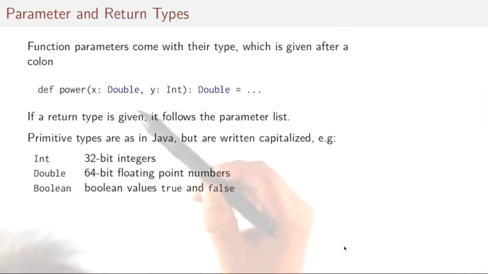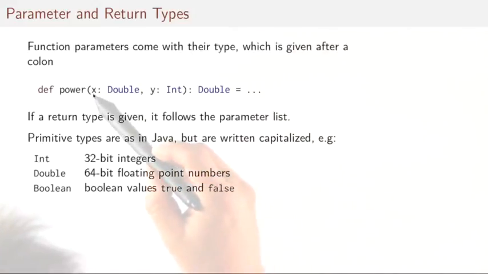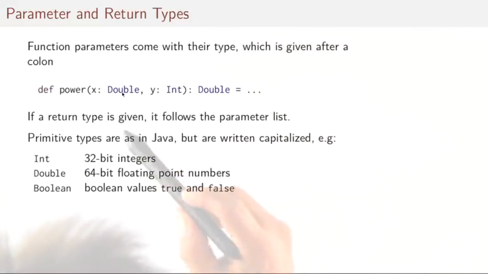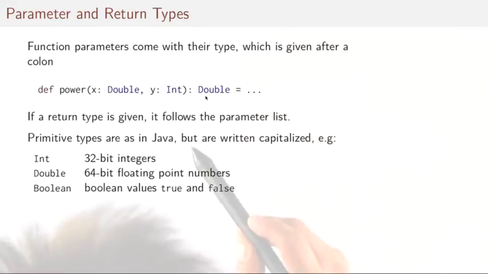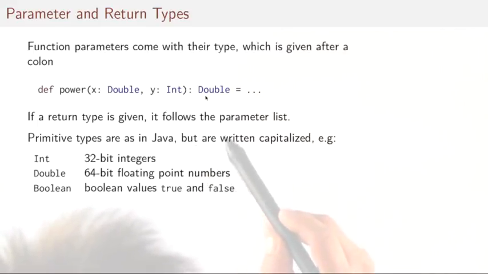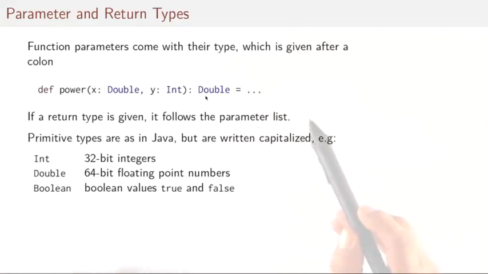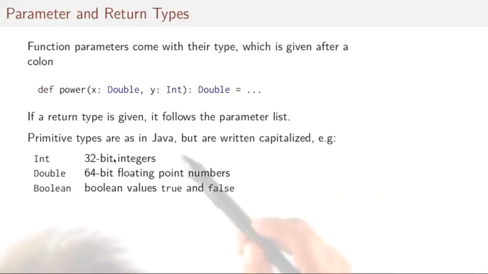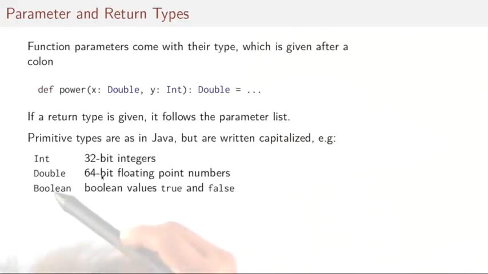You've seen in the last slide that function parameters come with their type, and this type is given after the parameter name and a colon in Scala. So you would write x: Double, y: Int. You can also give the return type of a function that follows after the parameter list. The primitive types are written as in Java, but they are capitalized. So Int, for example, is a 32-bit integer, Double is a 64-bit floating point number, and Boolean represents the Boolean type with values true and false.